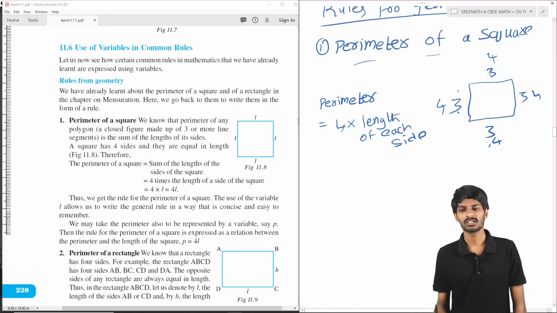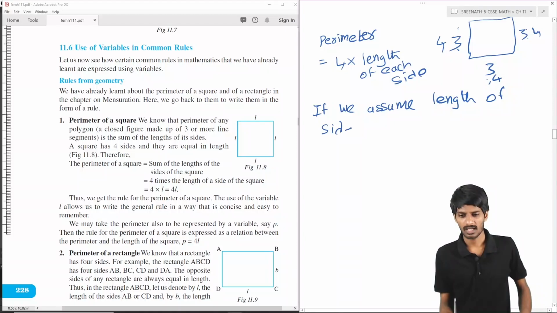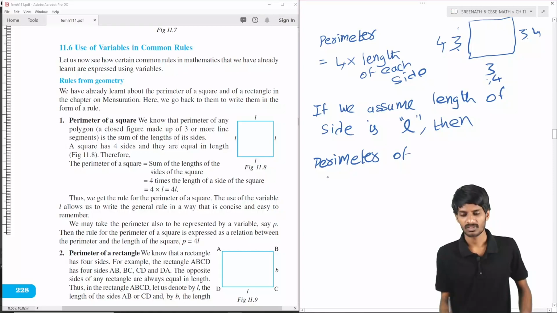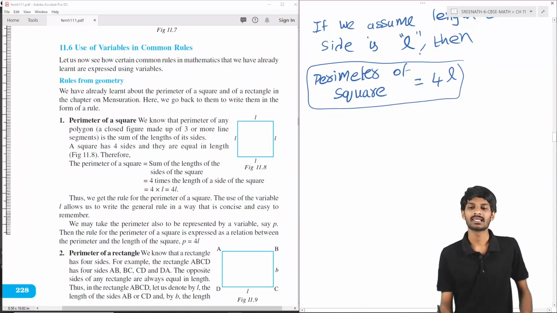If it is 3 units, we can say that is 4 into 3. If it is 4 units, it is 4 into 4. So if we assume the length of the side is L, then the perimeter of the square is equal to 4 into L, students. So the perimeter of a square is nothing but 4L, where L is the length of the side.